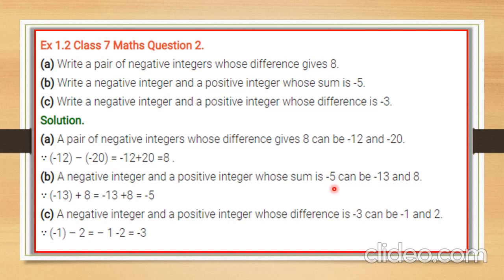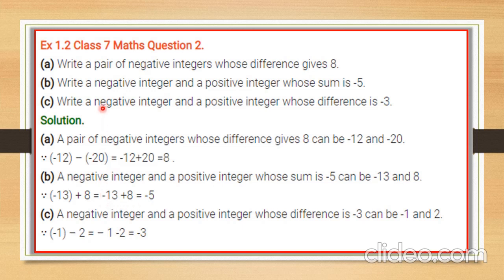So let us see. Add these two numbers, minus 13 plus 8. One is minus and the other is plus. So subtract and put the greater sign. So the answer is minus 5. Clear?